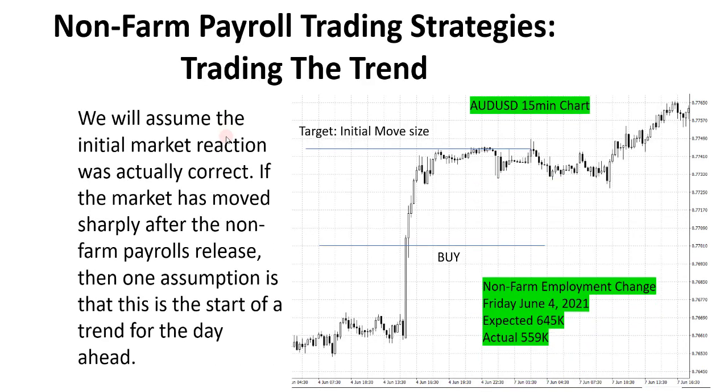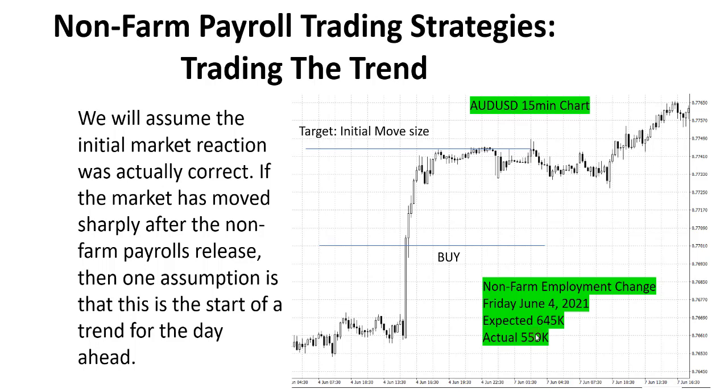If you look at the charts, this is Friday, June the 4th. The data comes out at 8:30, as we said. The expected figure was 645k. We expected 645,000 new jobs to be added, but look at what happened when the data came out. Only 559 was added. That is bad for the economy. That is bad for the US, because fewer jobs were added.